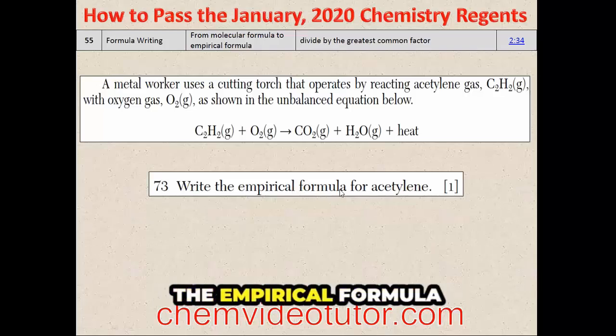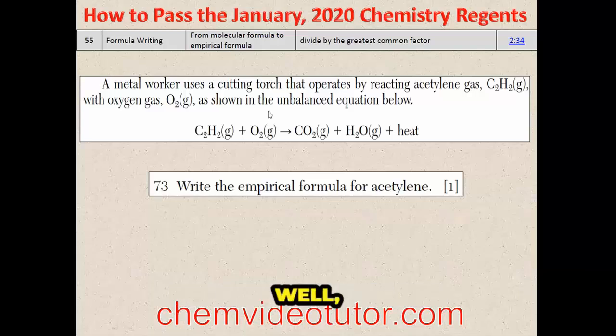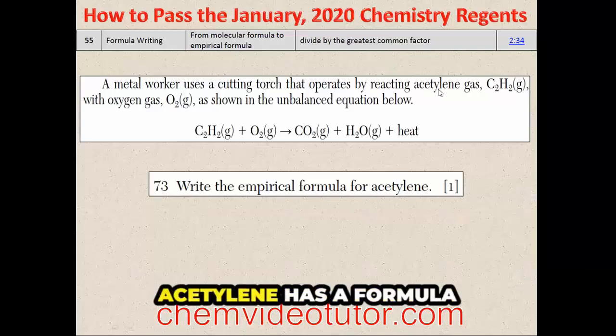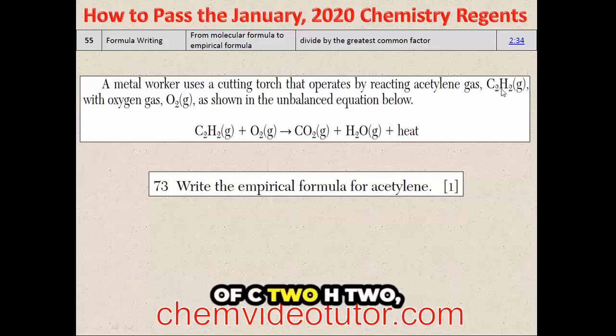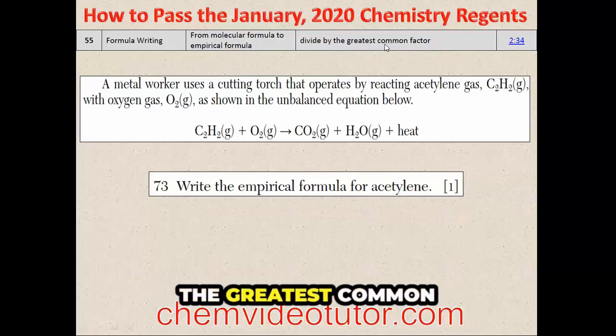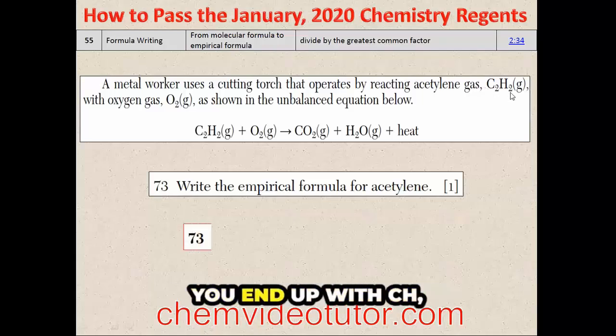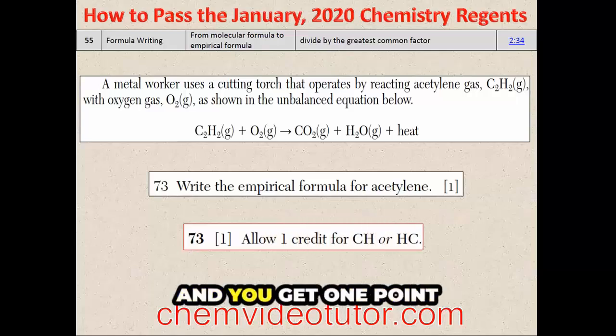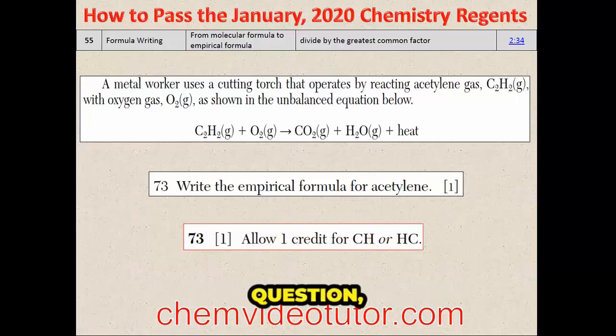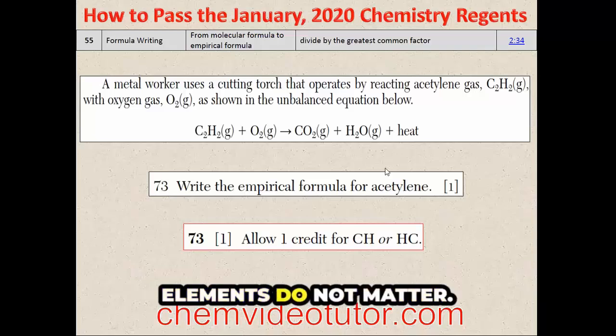Way number 55 on how to pass the January 2020 Chemistry Regents. Write the empirical formula for acetylene. Well, in this passage here, it tells you that acetylene has a formula of C2H2, which is its molecular formula. And to go from a molecular formula to an empirical formula, you want to divide by the greatest common factor, which in this case will be 2. So when you divide everything by 2 here, you end up with CH, and you get 1 point for that short answer question. The order of the elements does not matter.